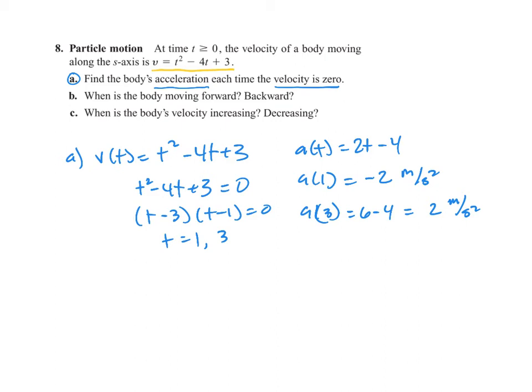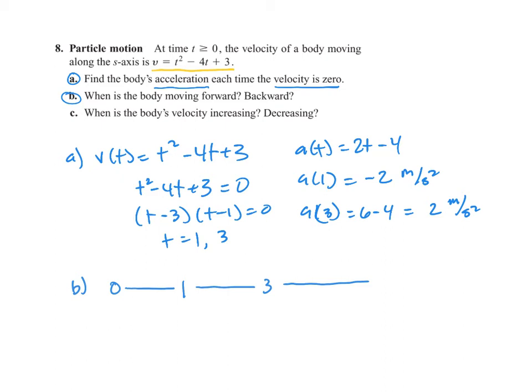Letter B says, when is the body moving forward and when is it moving backwards? So we're actually going to use some information from letter A to help us. As this thing travels, it starts out at time t equals 0, right? The clock starts ticking, and when we get to 1 second, our velocity is 0. And when we get to 3 seconds, our velocity is 0. And then we just keep traveling. So what we need to find out is what's happening between 0 and 1, between 1 and 3, and after 3.